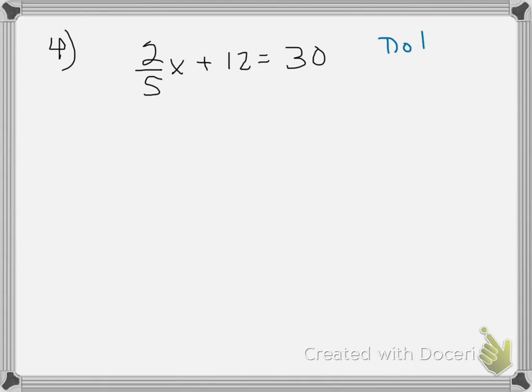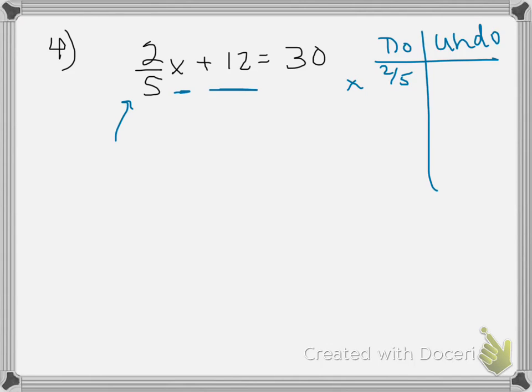And you can do this as well. You don't have to do it, but it seems to help some kids get organized. Alright, so the first thing that's being done to my variable, which is x here, is being multiplied by 2/5. So I'm going to say multiply by 2/5. The next thing, it looks like it's being added by 12. Alright, so we're going to divide both sides by 2/5, and then we're going to subtract by 12. So that's what we're going to do.